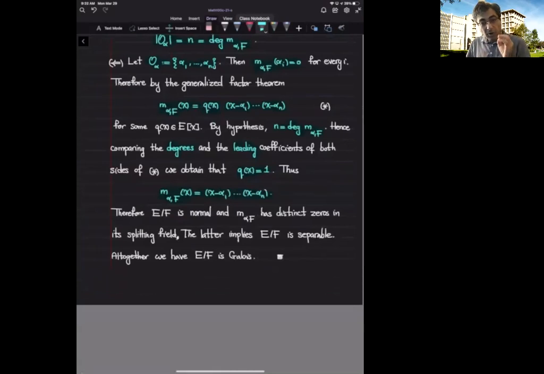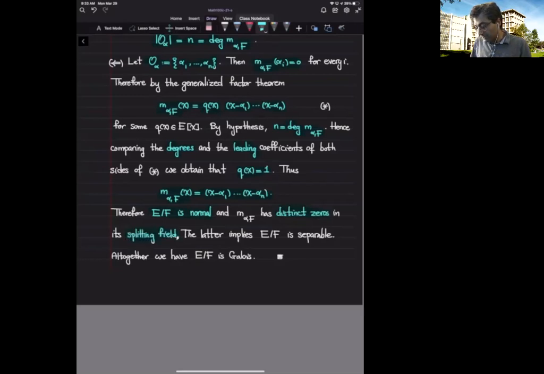First of all, the zeros of the minimal polynomial are inside E. And that's true for every alpha inside E, which means E over F is a normal extension. That's the definition of being a normal extension. Second, all the zeros of the minimal polynomial of alpha over F inside the splitting field, inside this E, are distinct. And therefore, all the zeros of the minimal polynomial of alpha over the base field F in its splitting field are distinct. And that means that this extension is a separable extension.